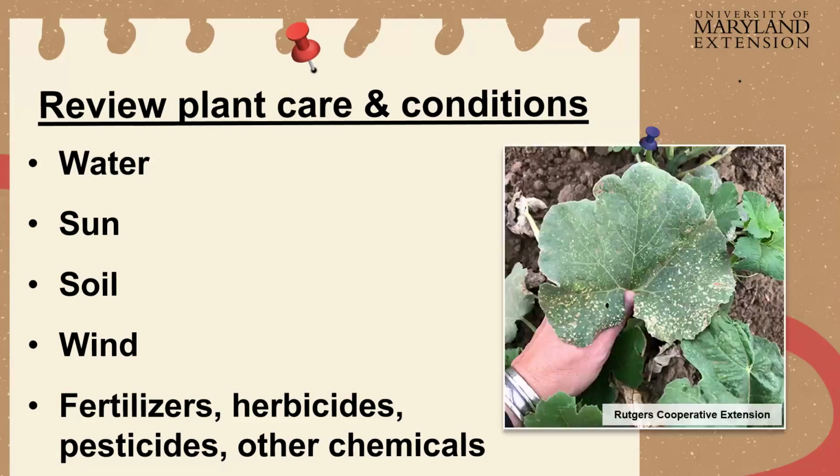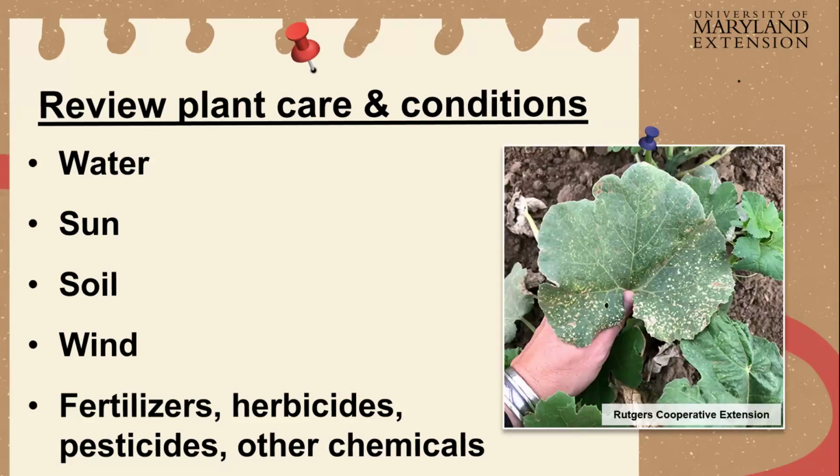I have an example here of a picture of a pumpkin leaf, and we see something going on with that leaf tissue. We're seeing some lightning. We're wondering what's going on. Maybe a client approaches you with this picture and asks, what's happening with my pumpkin leaf?